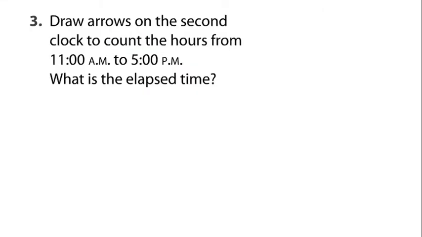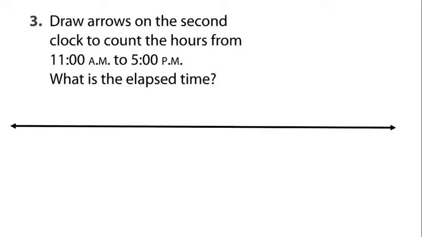Open page 747. Question 3. Draw arrows on the second clock to count the hours from 11 o'clock a.m. to 5 o'clock p.m. What is the elapsed time? I will solve it with the timeline first, then we will draw the arrows. Here I have my timeline. The starting time is 11 o'clock a.m. and the ending time is 5 o'clock p.m.